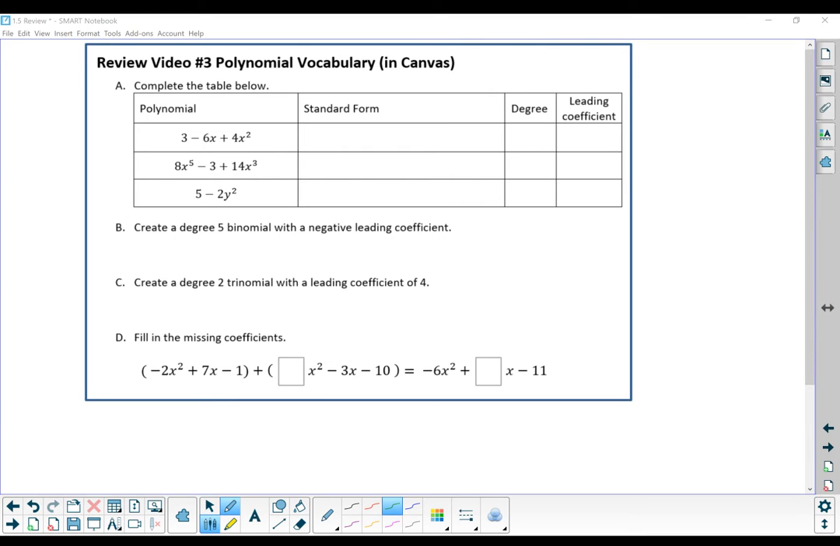All right, this is review video number 3. We're going to be talking about polynomial vocabulary. So first we've got this table that we want to fill in.